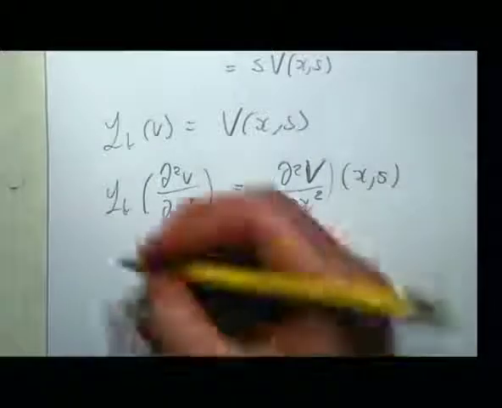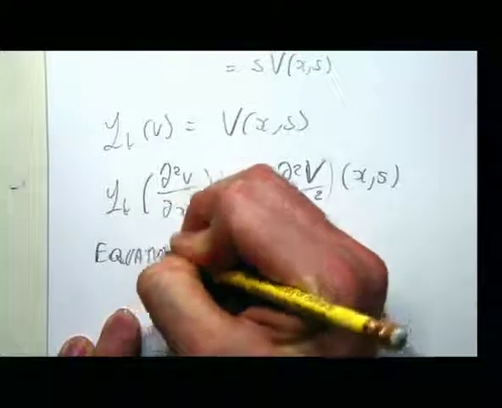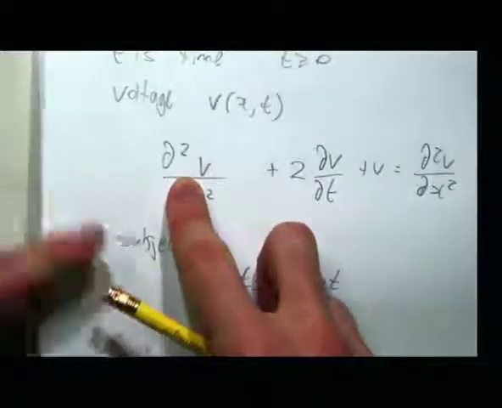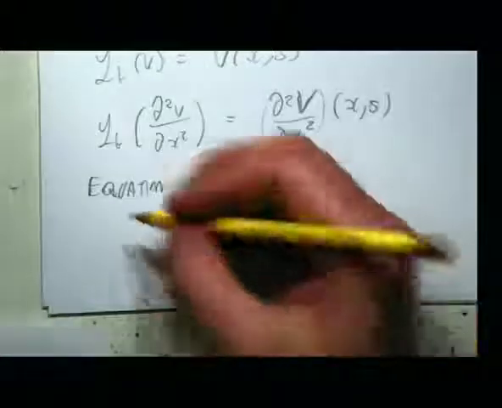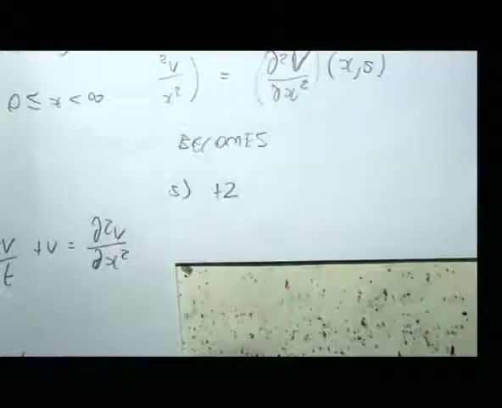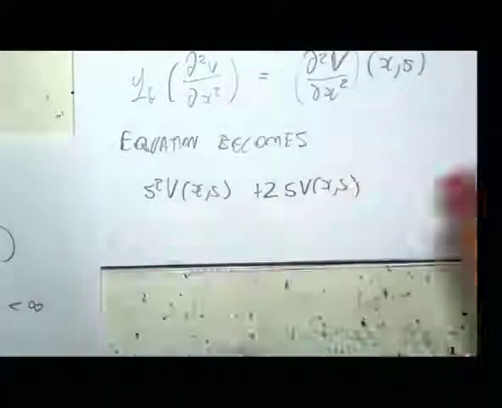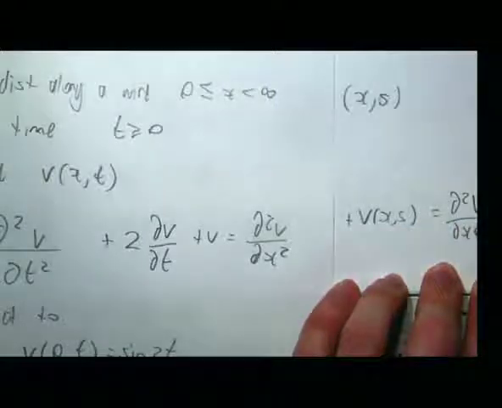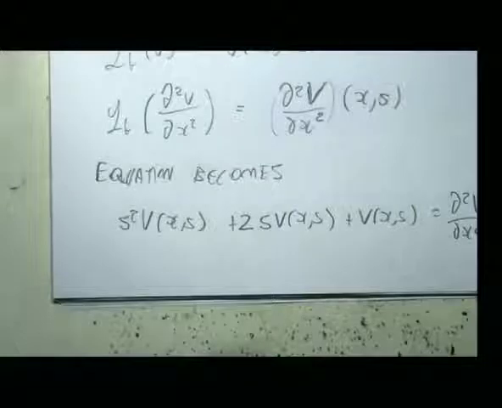And so my equation becomes, what did my equation become? My original equation was this. So the curly d squared v on curly dt squared became s squared Vxs according to this. And then we've got 2, and the dv on dt became s Vxs. And then the v became Vxs. That was the next bit here, the v. And then this bit here became d squared capital V on dx squared. Like that.